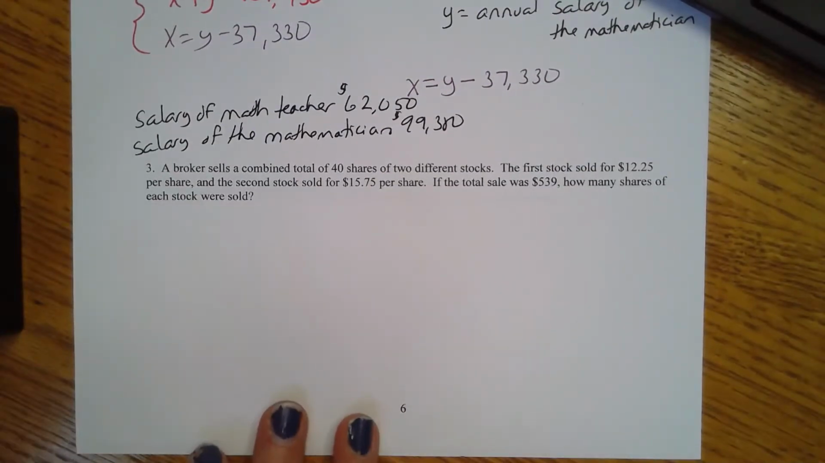Alright, so we'll work number 3 out completely. This does have decimals, so you might want to have a calculator with you. So first read it. A broker sells a combined total of 40 shares of 2 different stocks. The first stock sold for $12.25 per share, and the second stock sold for $15.75 per share. If the total sale was $539, how many shares of each stock was sold?